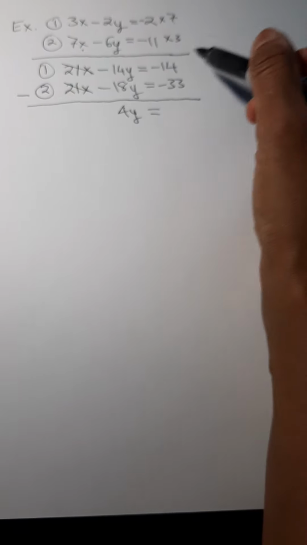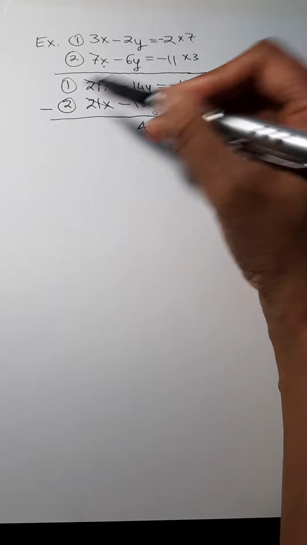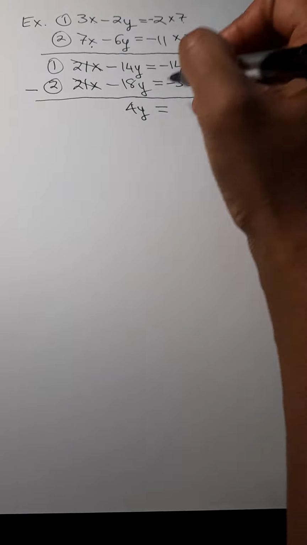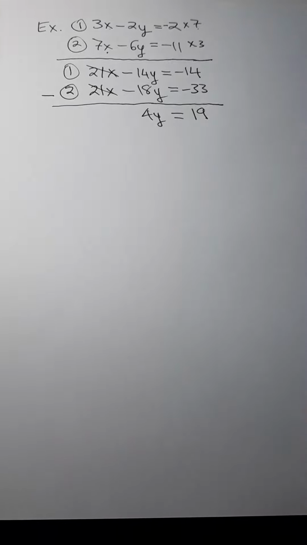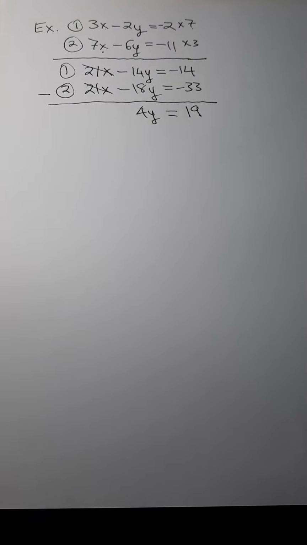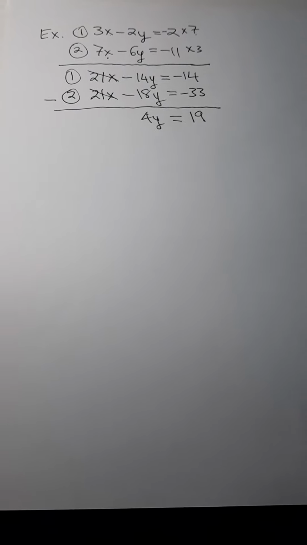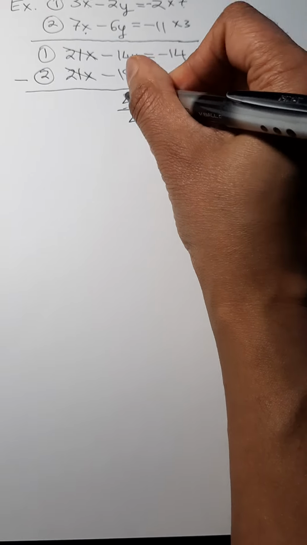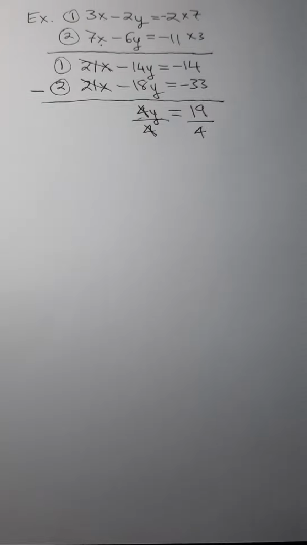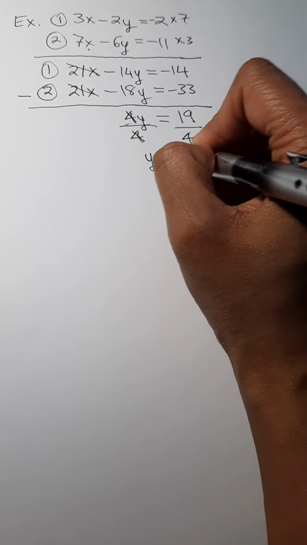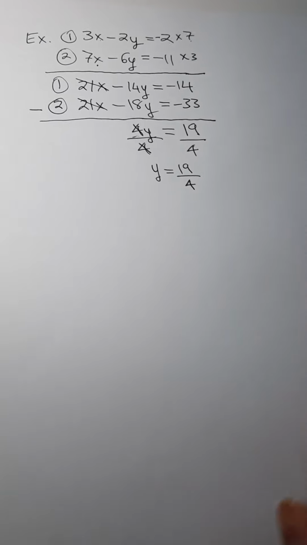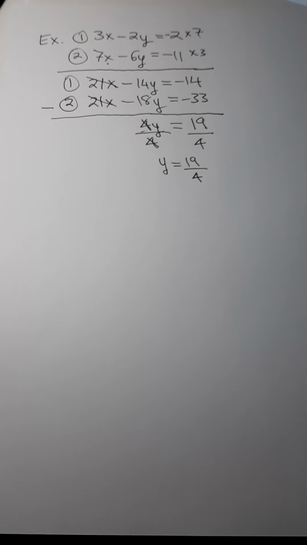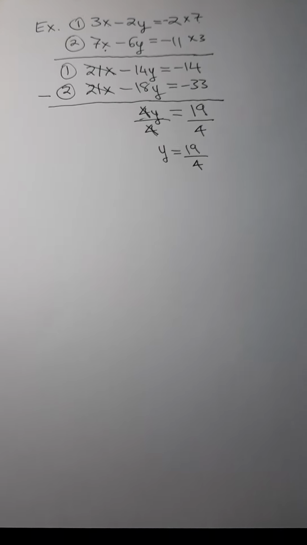Okay, and then this is going to be negative 14, negative 33. So negative 14 plus 33, which is equal to 19. This is actually a really good example. Okay, we do notice it's going to be a fraction here. So let's divide it by 4 on both sides. Okay, and y is equal to 19 over 4. Now we're just going to leave it as a fraction, okay? Because most teachers want your answer to be a fraction.